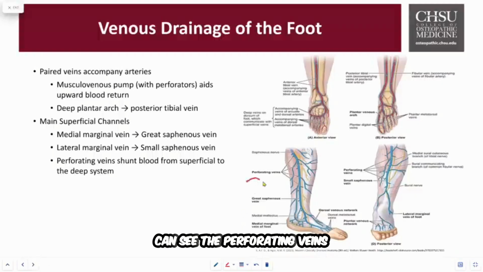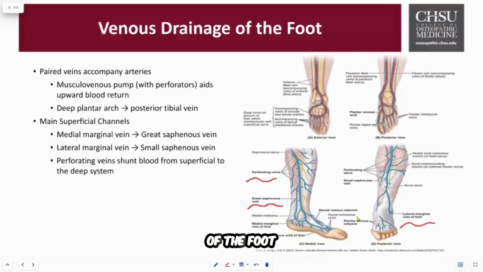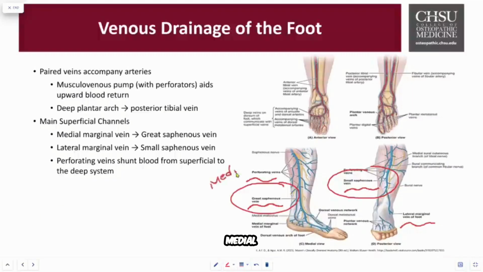So over here you can see the perforating veins, the great saphenous vein over here, the lateral marginal vein of the foot, and then the small saphenous vein. The small saphenous vein goes laterally, and the great saphenous vein goes medially. Medial, this one will be a lateral.